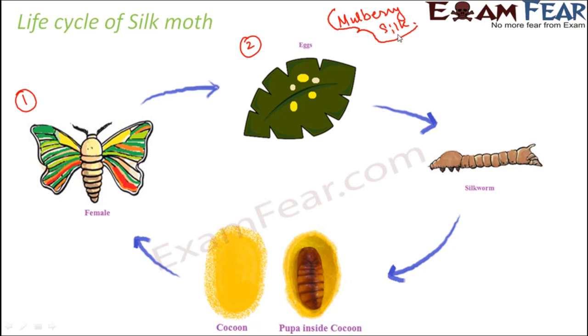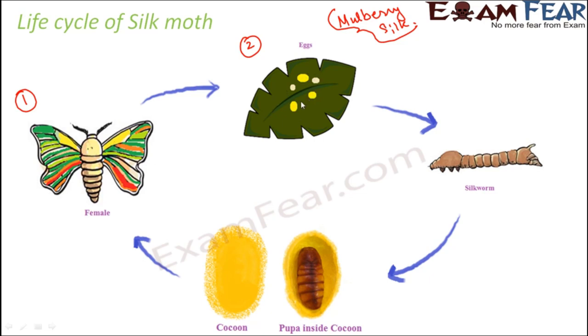Because it is obtained from the silkworms which feed on the mulberry leaves. So mulberry is a plant. A lot of silkworms live on these mulberry plants, and the silk obtained from such silkworms is called mulberry silk. Now the female adult silk moth lays eggs.